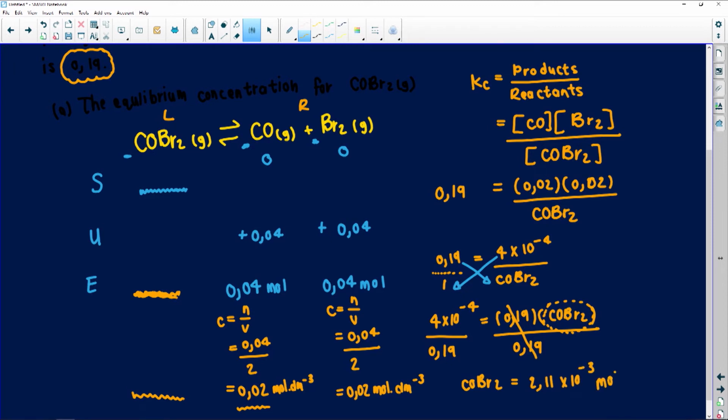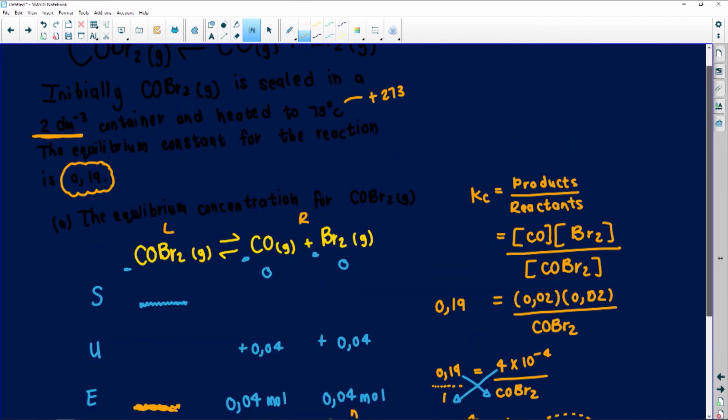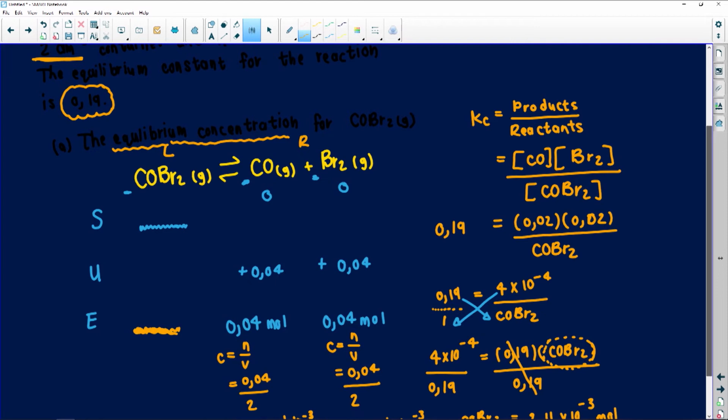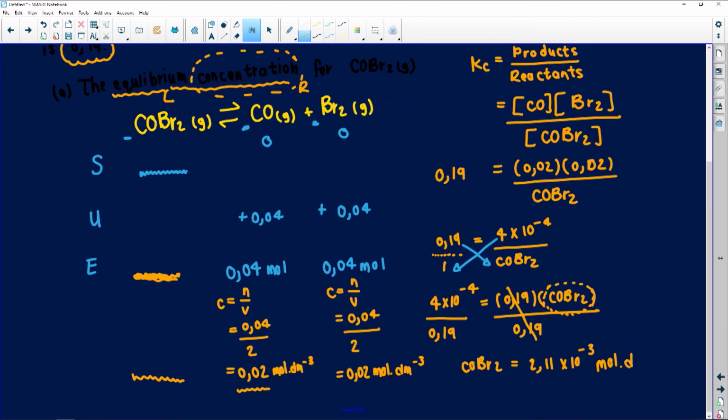Now remember, this is actually another tricky part in questions, because most of the time it's English. They say the equilibrium concentration. Equilibrium means what we find at the end. Concentration means you have to use the correct SI unit, so in this case we're going to have mole per cubic decimeter. So at equilibrium, the value that we have for the COBR2 is 2.11 times 10 to the negative 3, and that's mole per cubic decimeter.